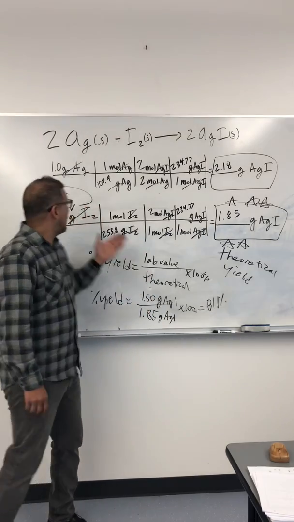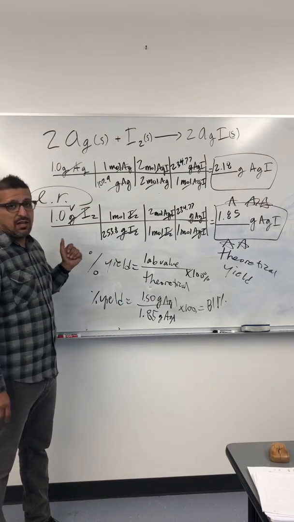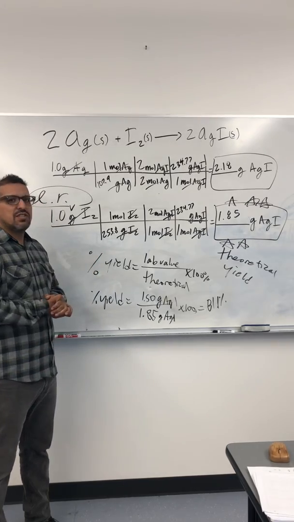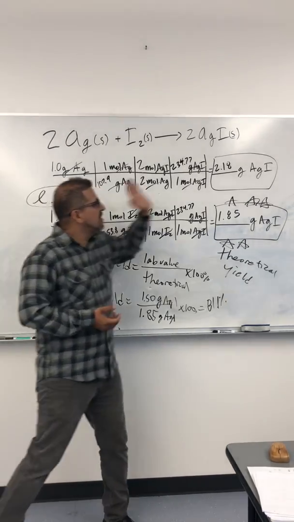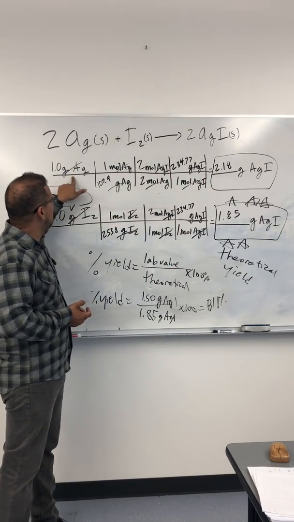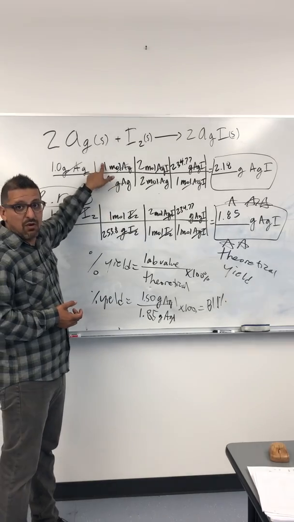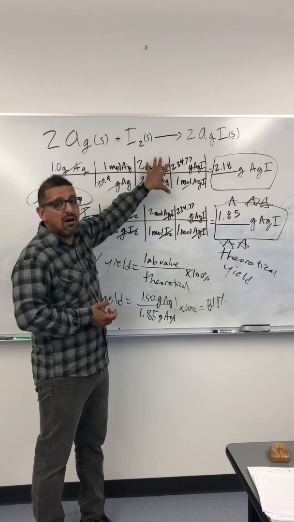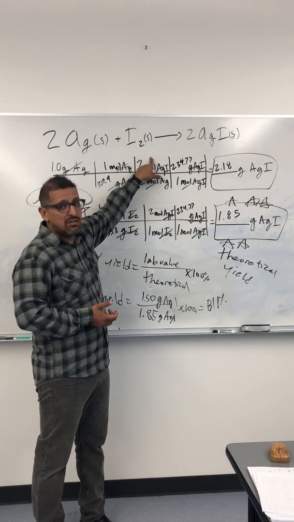The question is, if I give you 1 gram of each, how much product can you actually make of the silver iodide? So, the secret is you've got to find the amount of product of each one. So let's go through it. Start with 1 gram of silver, go from grams to moles of silver to moles of silver iodide. This is the heart of the equation. If you can get here, you're in good shape.